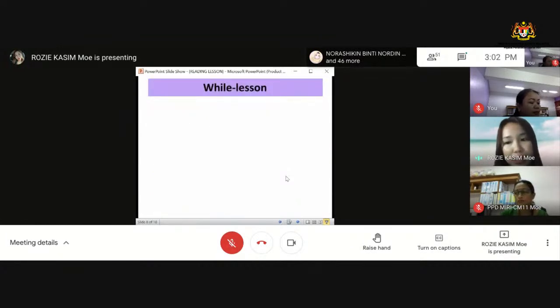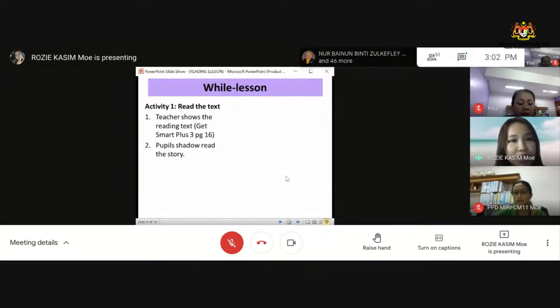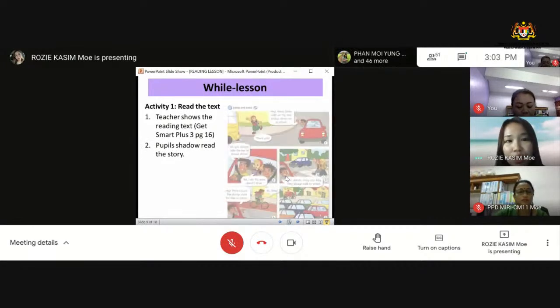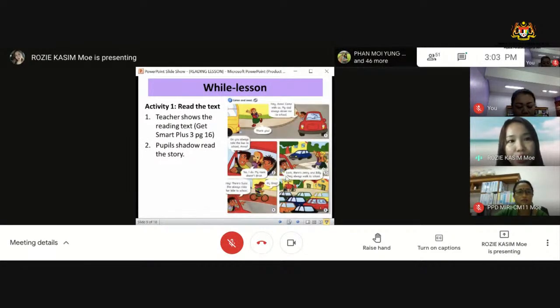In the while-lesson, the first activity is to read the text. The teacher shows the reading text. You can see the reading text in Get Smart Class 3, page 16. It's a simple text. The pupils share-read the story: the teacher reads first, and then the pupils repeat after the teacher.